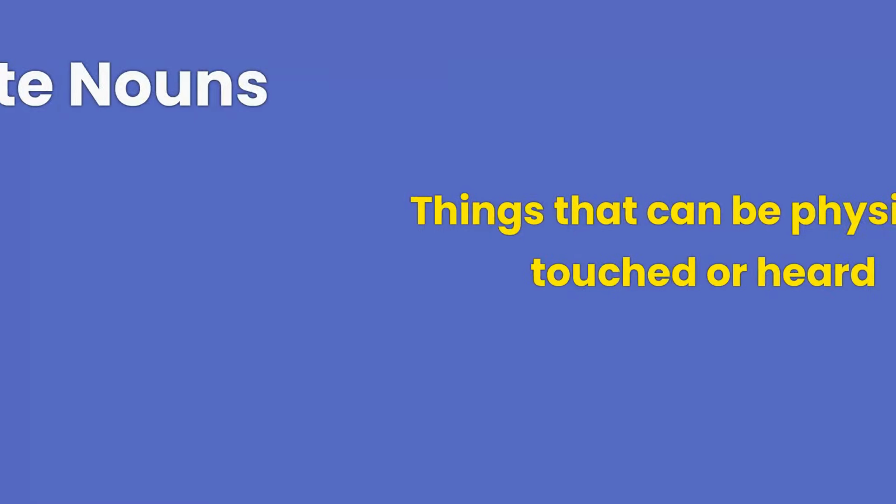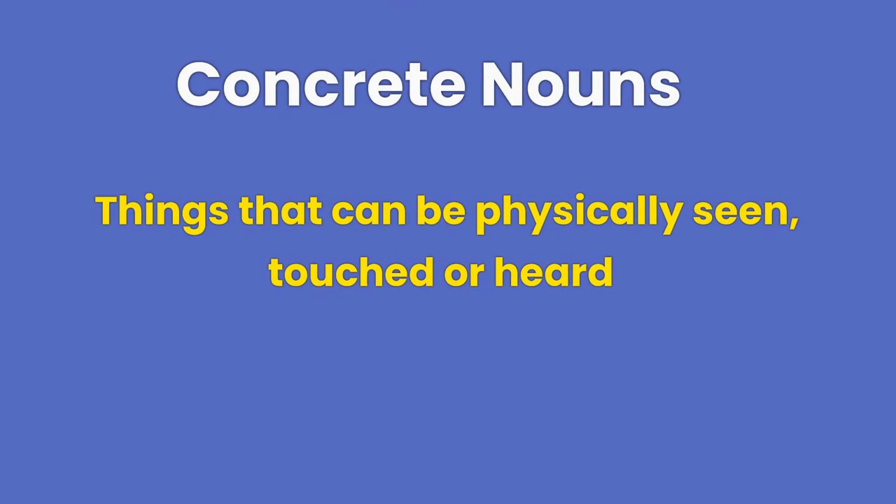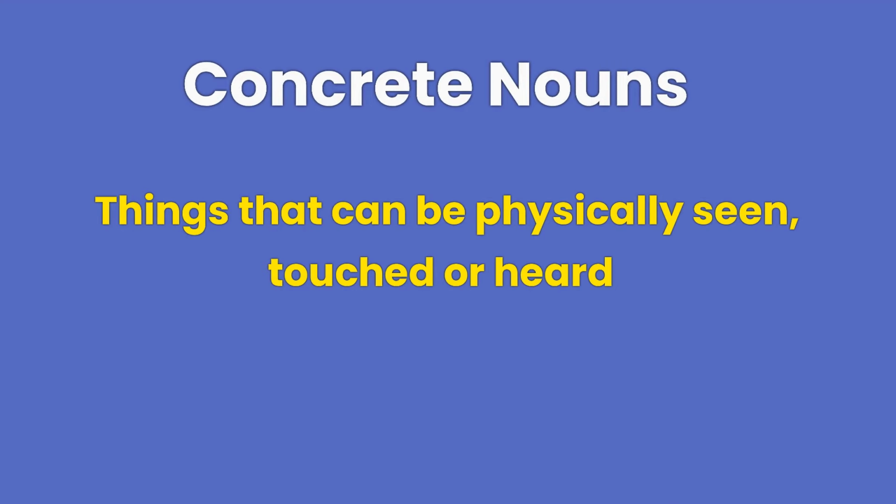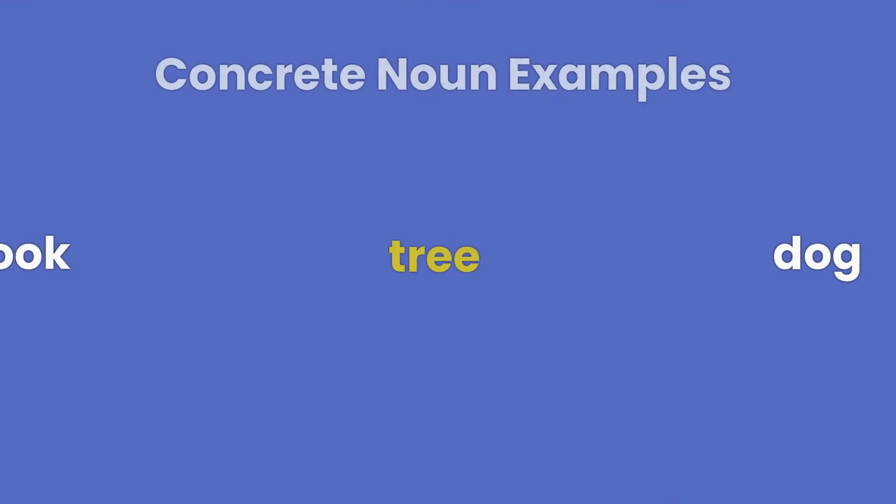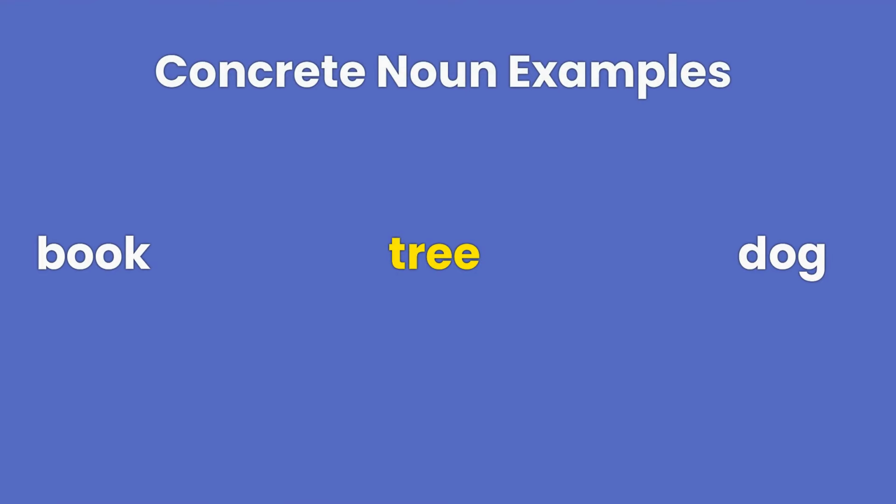Concrete nouns are the third type of nouns. They are nouns that refer to things that can be physically seen, touched, or heard. Examples of concrete nouns include book, tree, and dog. These types of nouns are easy to identify in a sentence because they are tangible.